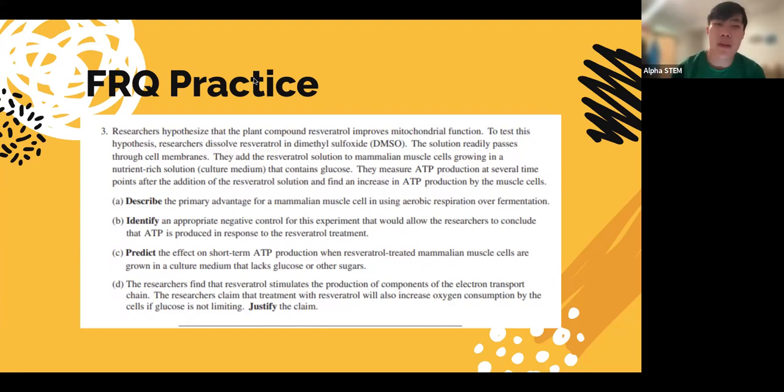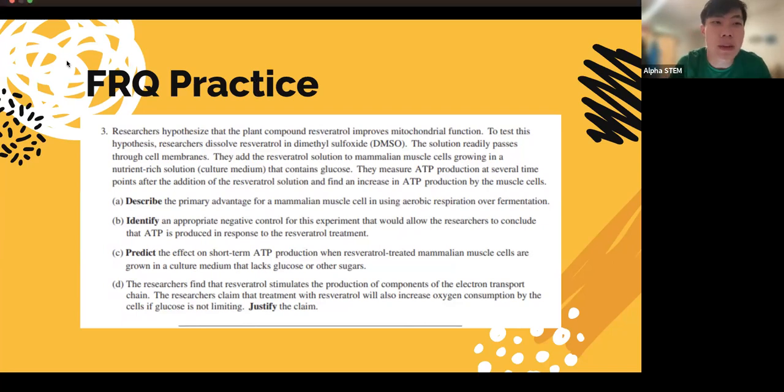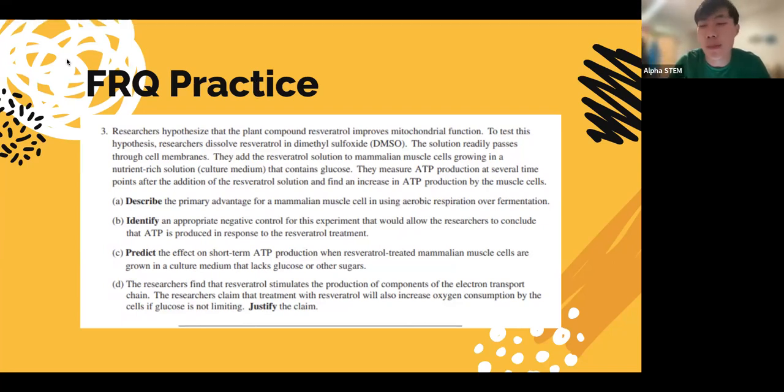You would say something like, if there were more components of the ETC due to the resveratrol, this would allow for more electrons to be transported in the electron transport chain, which would also reduce more oxygen to water and therefore increase the oxygen consumption of the cell, assuming that glucose is not limiting. So you have to connect more electrons being passed along to more oxygen consumed, because oxygen is the final electron acceptor in the electron transport chain. Any questions about this problem?